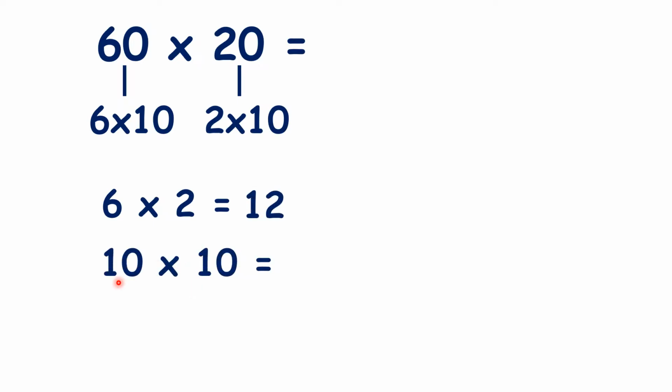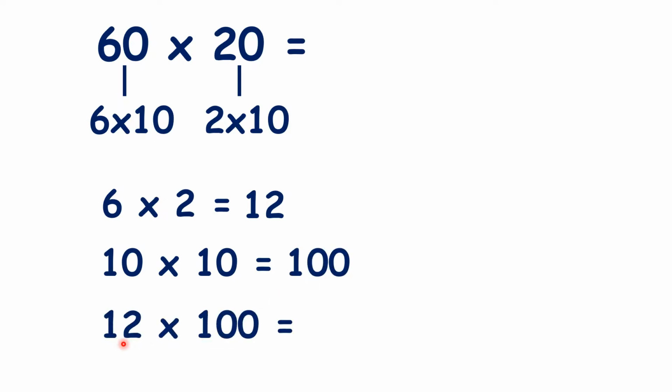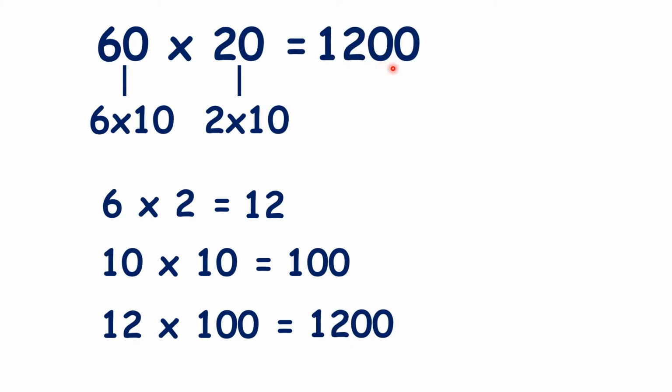Now we can multiply our tens together, as we had two tens in our factor pairs, and that gives us 100. And now we can multiply our two answers, so 12 times 100 gives us 1,200. So that's the answer to our question.